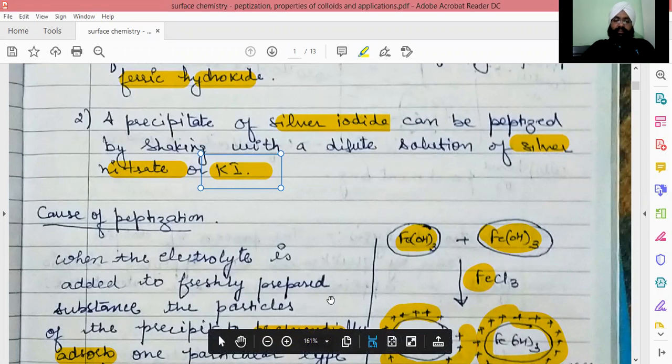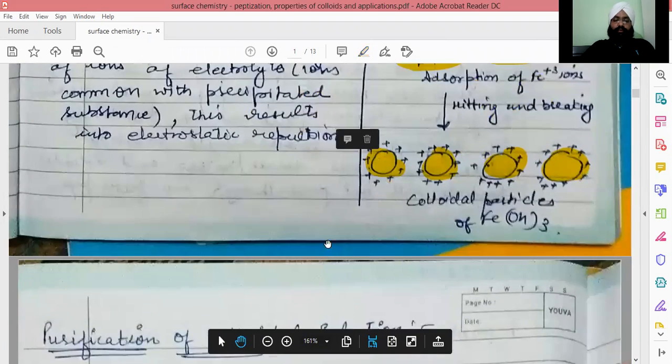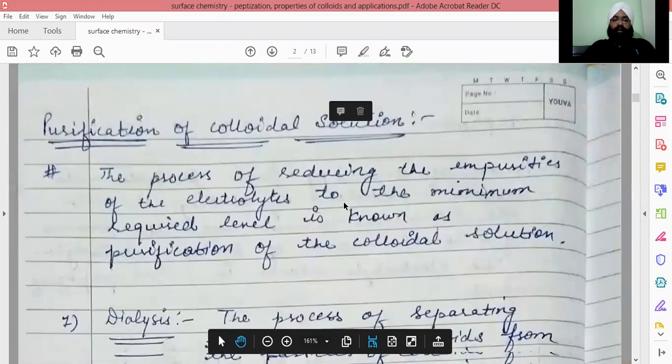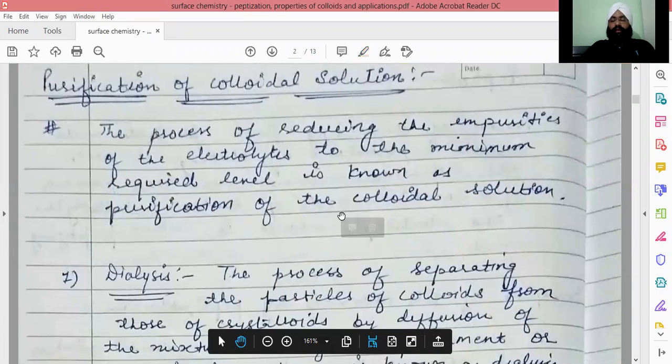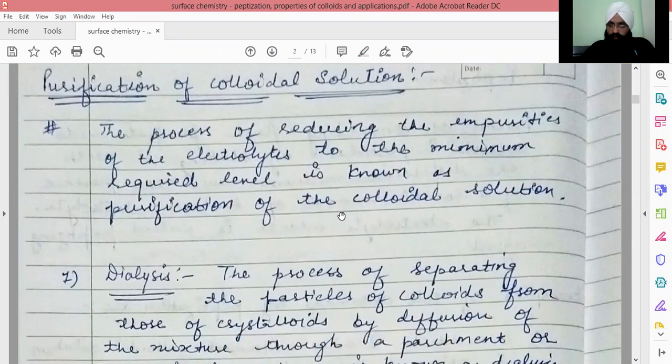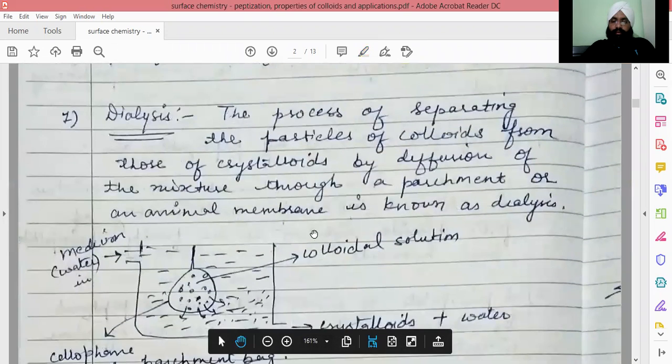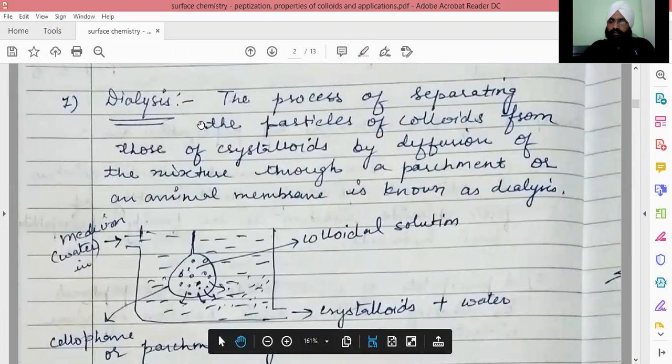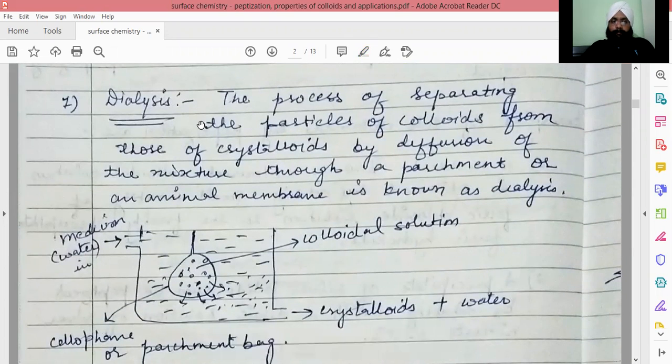Now, next is the method of purification of colloidal solutions. When we prepare the colloidal solutions, we use electrolytes, and those electrolytes act as crystalloid impurities. To remove those impurities, we have some methods which make the colloidal solutions pure up to a certain level. So the first method is dialysis.